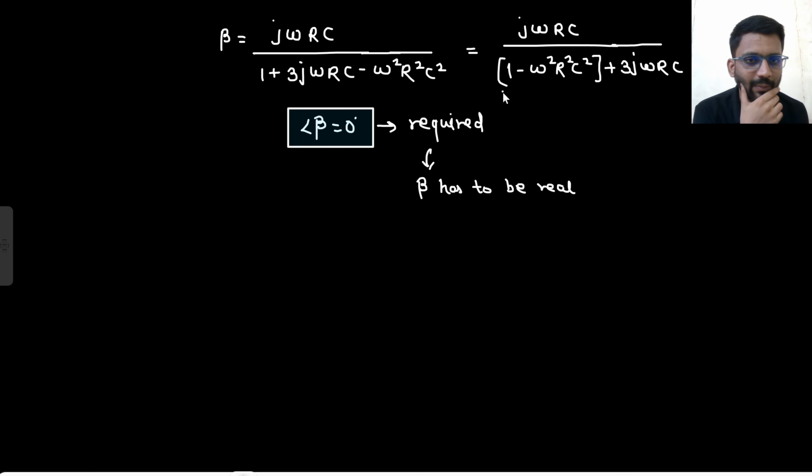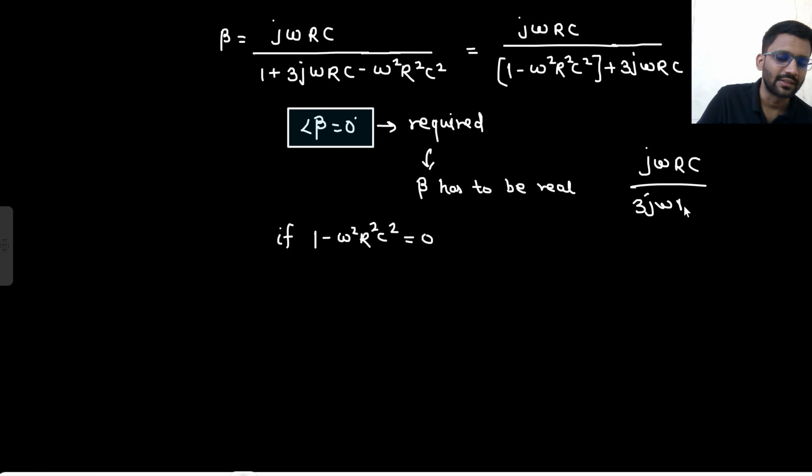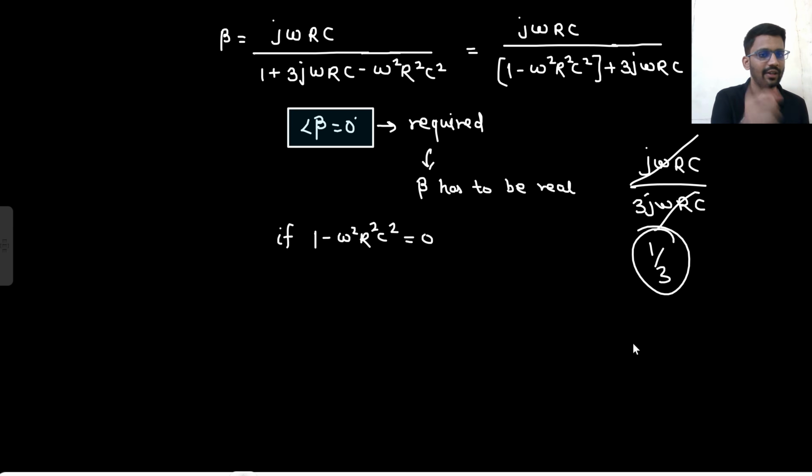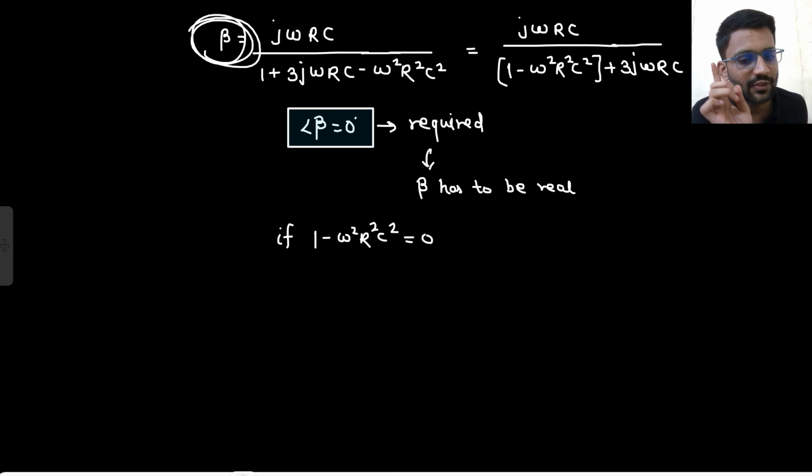What do you think? If I put 1 minus omega square R square C square equals to 0, then what you will have? J omega RC upon 3J omega RC. So it will be cancelled, 1 by 3 you will get, which is absolutely real, and phase shift will be 0 degree, right? Even if you require 0 degree phase shift or 180 degree phase shift, your target should be to make this one real.